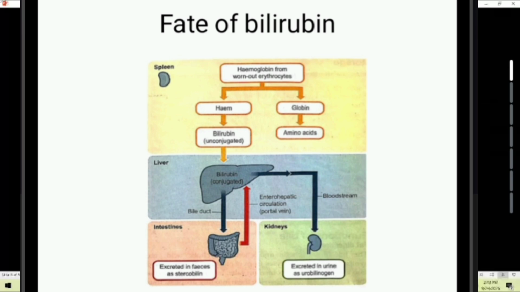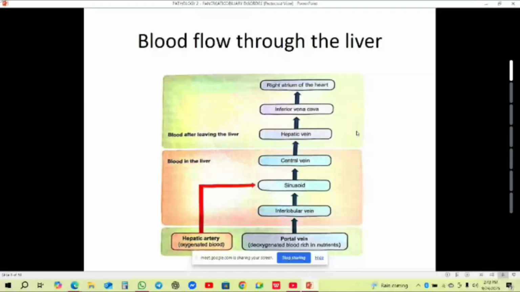Then bilirubin. I'm sure probably this one you looked at already in physiology: how bile is formed. What happened to bilirubin? Because once bile has been formed, what is its fate? Most of the time, bile is formed from hemoglobin from worn out erythrocytes. So red blood cells, once they are worn out or aged, are destroyed within the body. And when destroyed, you get the heme, and then you get the globin. And then the globin is what forms the amino acids.